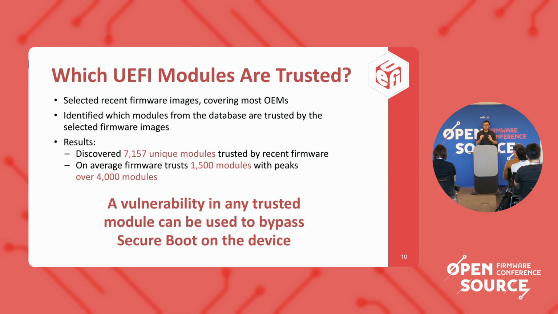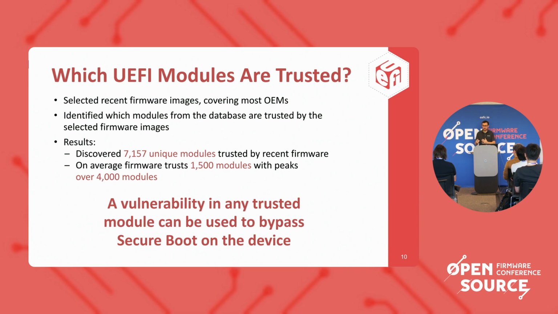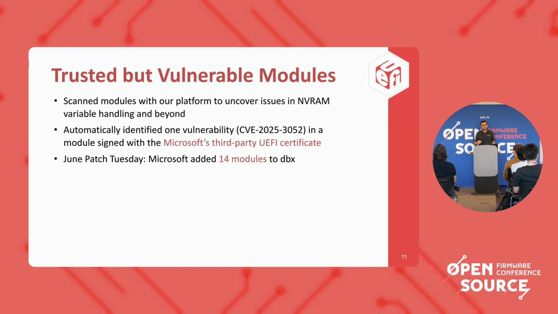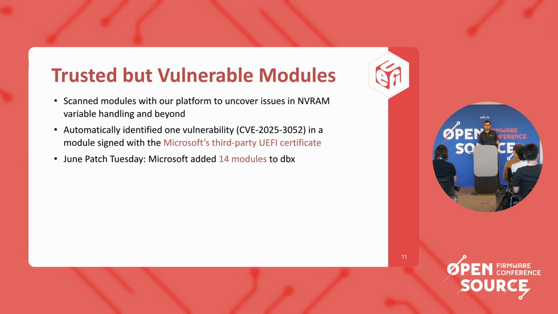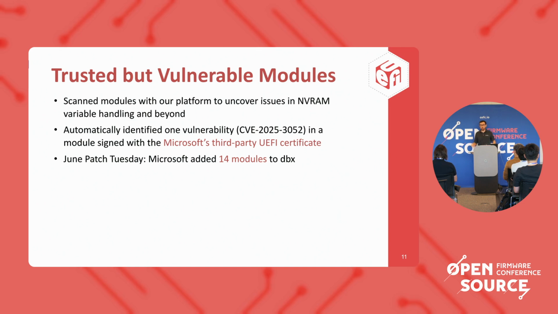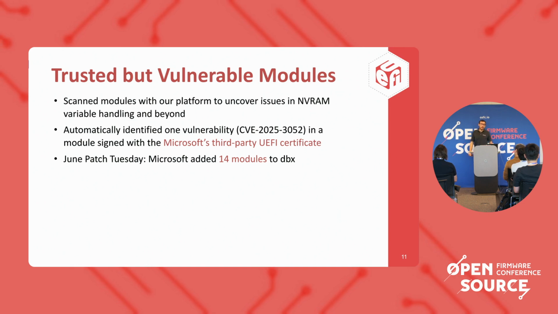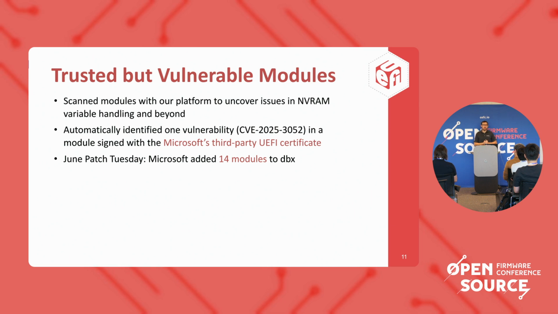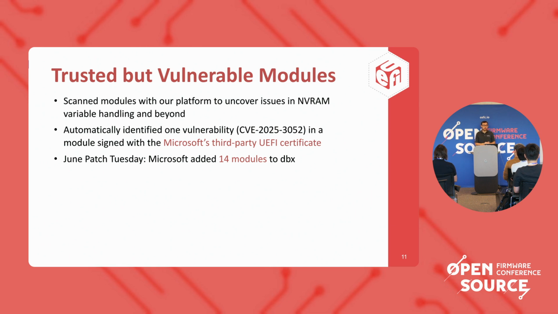So with these 7,000 modules, we then try to scan them. We want to see if we are able to find vulnerabilities in there. To do so, we use our own technology, which is able to uncover basically 0-days in these modules, which are often, as you might know, related to handling of environment variables, but we also cover other bug classes. And by scanning these 7,000 modules, we were able to find one vulnerability that also got a CVE assigned.